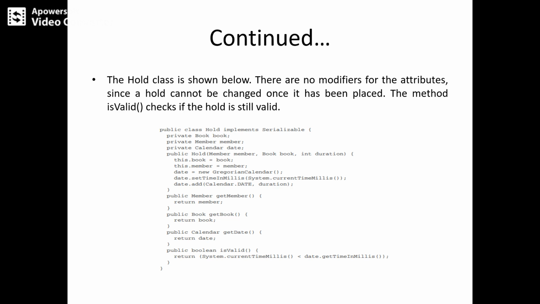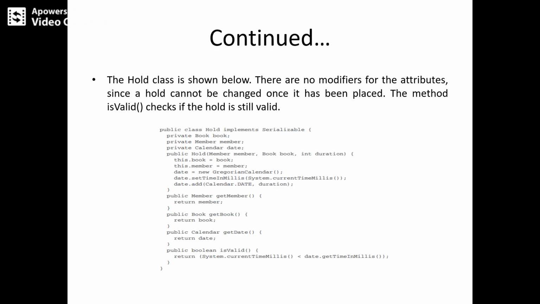System dot current time, that is the current time in milliseconds, will be taken. Date dot add takes two parameters: one is calendar dot date, and the other is duration. Public member get member returns the particular member. Next, the public book get book method is used to return the book. The above returns the member, and this returns the particular book.